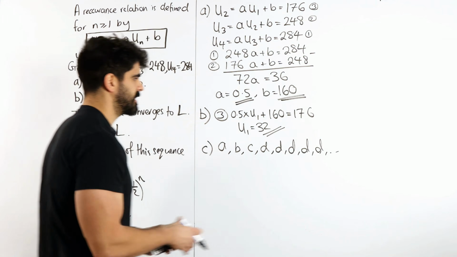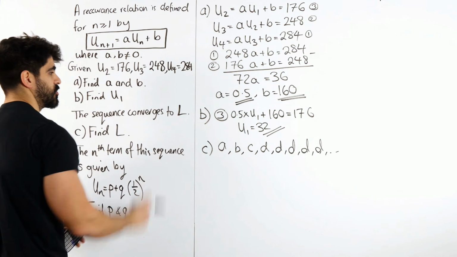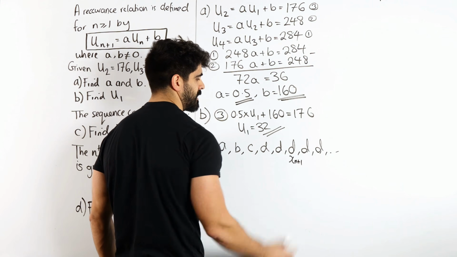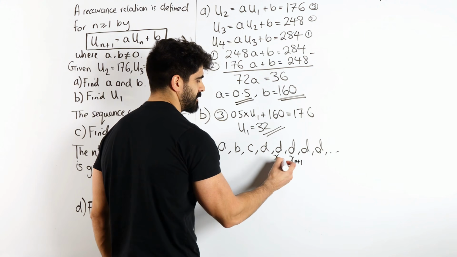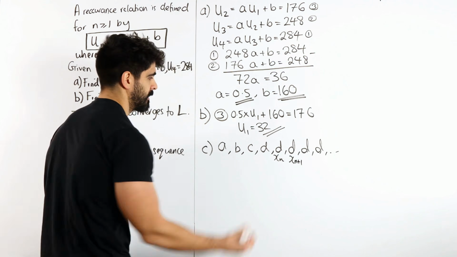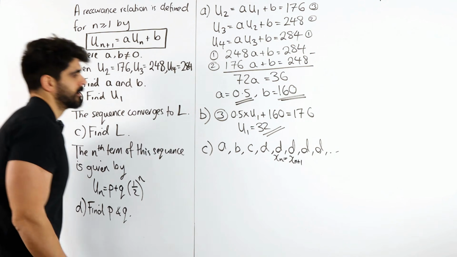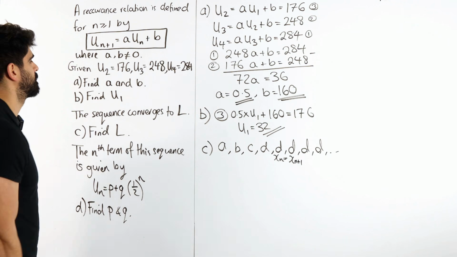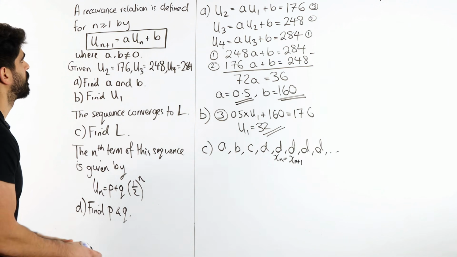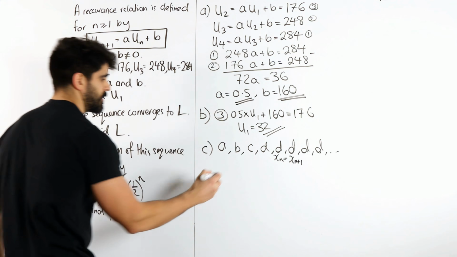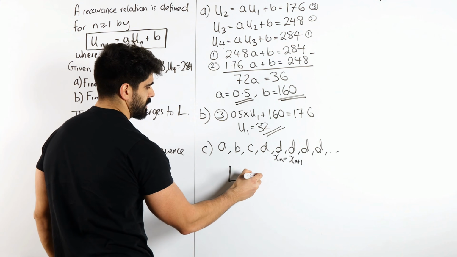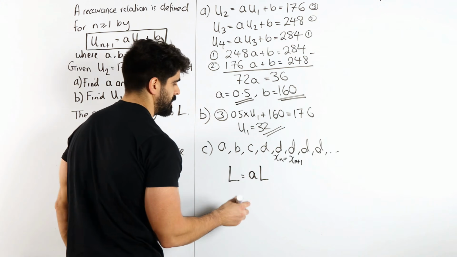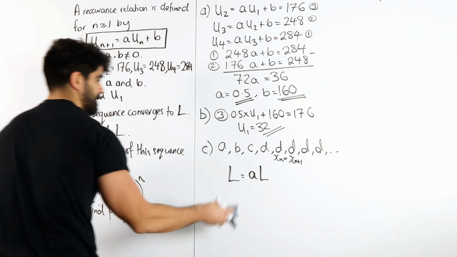Now, how do we describe that in terms of a recurrence relation? What that means is the next term is the exact same as the previous term. All right? So that's what we're saying here. These two values are the exact same, and they're saying it's L. So we're going to say L equals a lots of L, plus b. But we could just say now that a is 0.5.